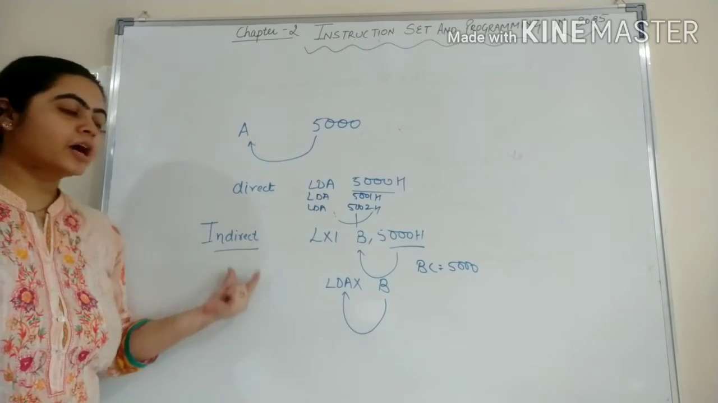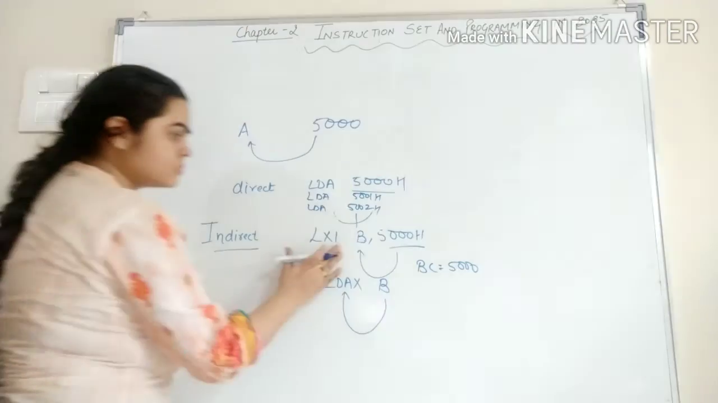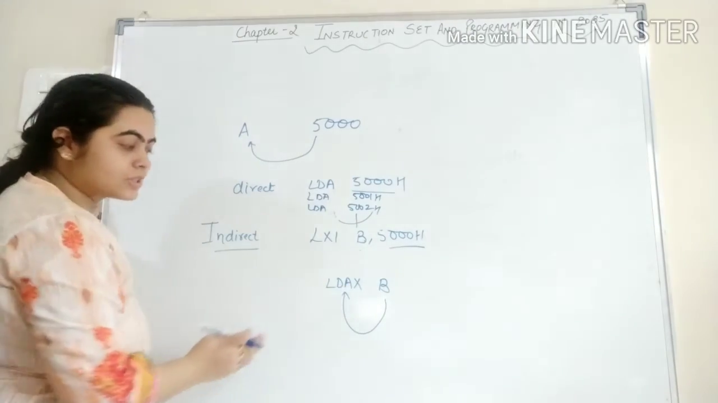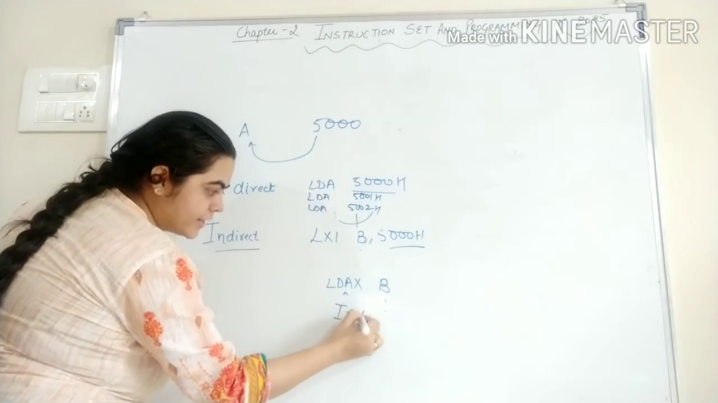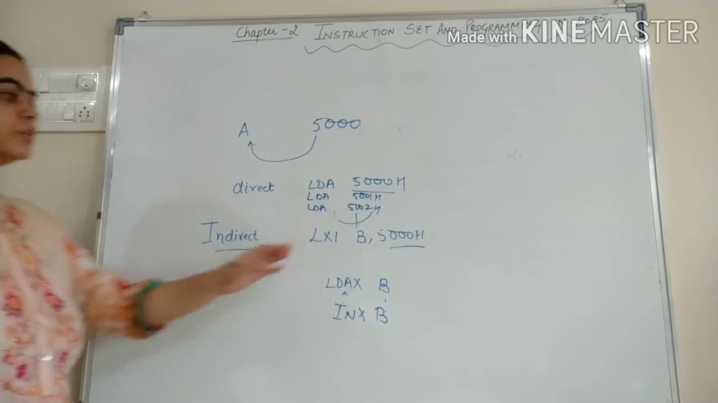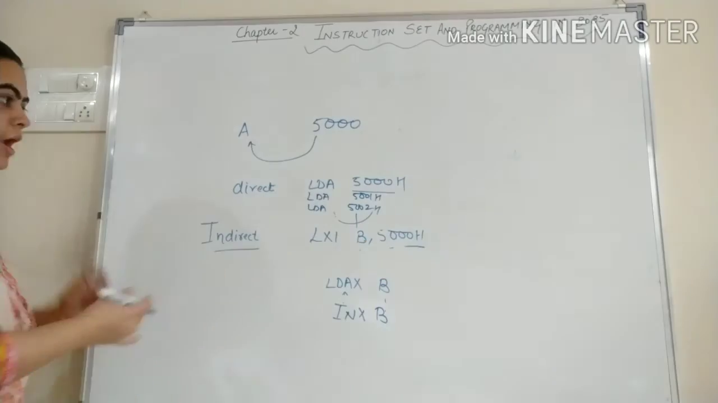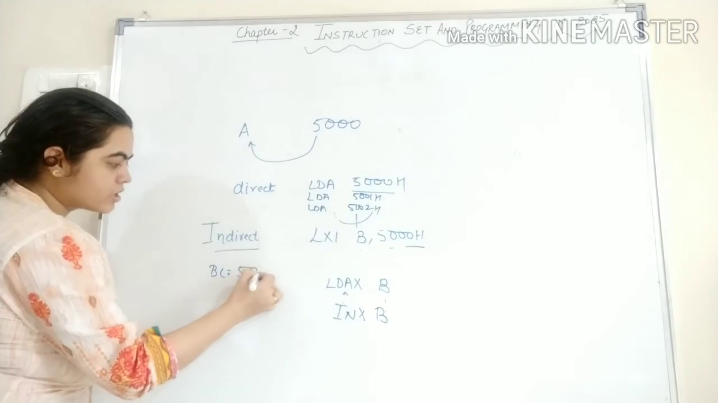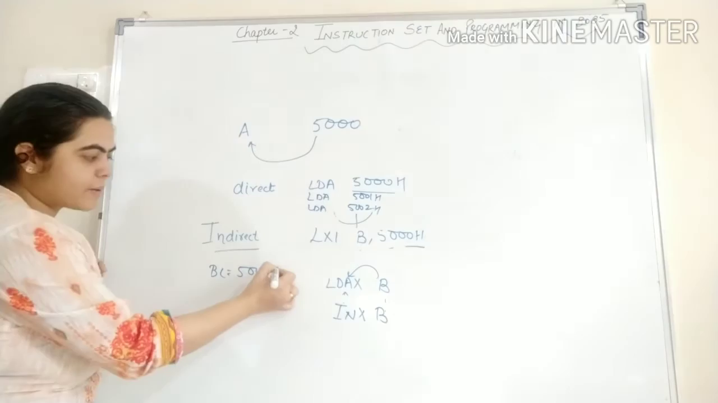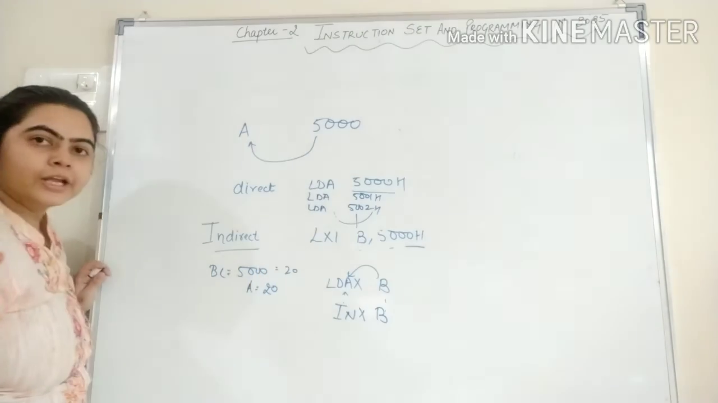But if we use the indirect addressing mode, then what we can do is write LXI B, 5000H. Then after that we write LDAX B. This instruction means firstly we load the BC pair with this 16-bit data, so BC contains 5000. After this we load the contents of the memory location pointed to by BC into the accumulator. Suppose at this memory location we have the content 20. So A will be loaded with the data 20.